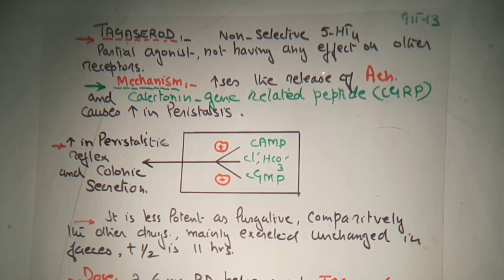You know that acetylcholine itself is a parasympathetic neurotransmitter. So acetylcholine increases the peristaltic movement of the gut. The second effect is that it releases a peptide known as calcitonin gene-related peptide, so it causes an increase in the peristalsis.